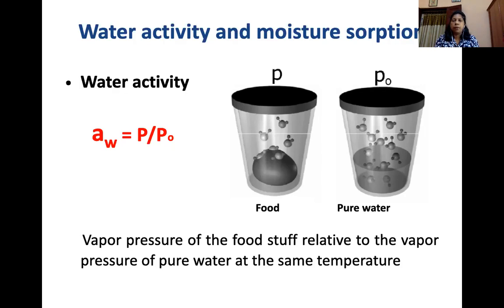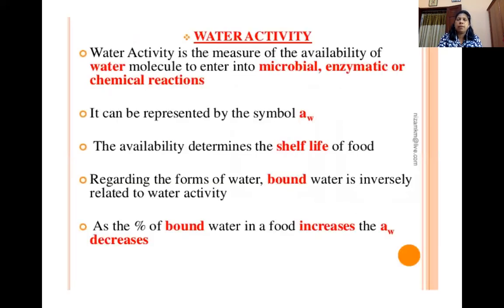Therefore, when we put the product into a closed system, the food produces less water vapor compared to when we fill the same closed system with pure water, because pure water always produces more water vapor compared to the food. That is why the highest water activity is 1, and for any kind of product it is lesser than that, for all other products, right?